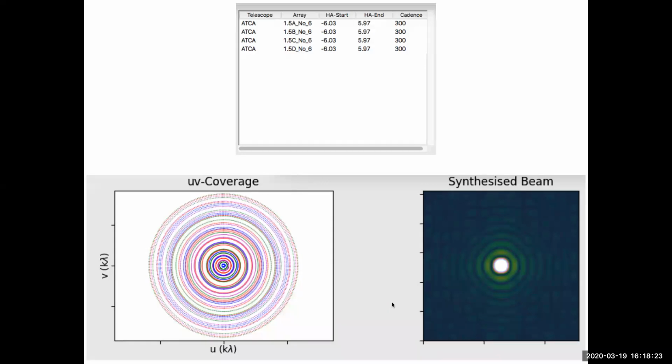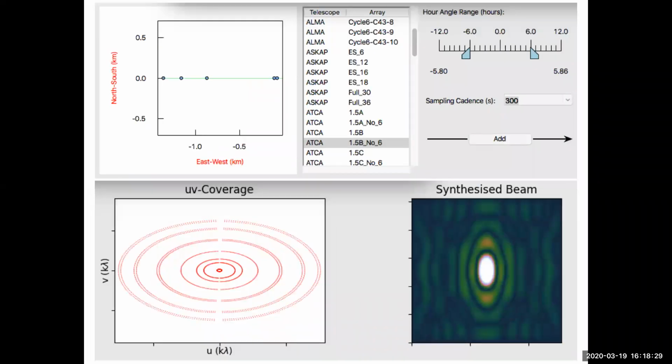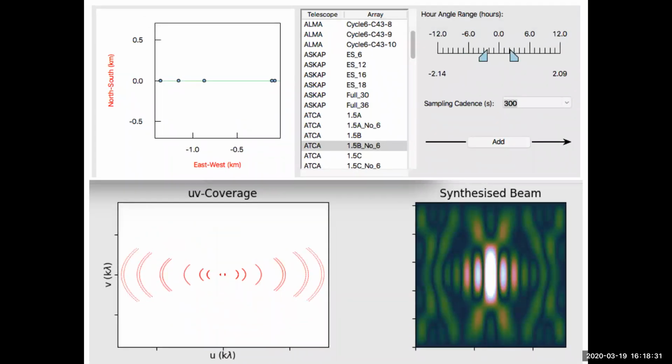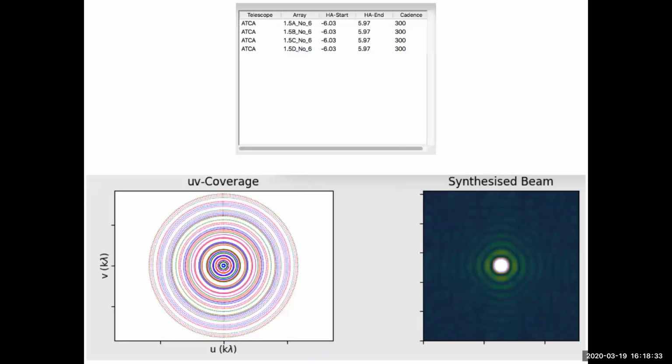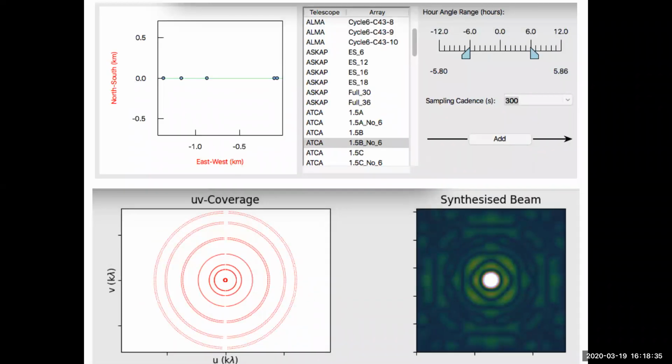Can you explain how you got from an elongated elliptical beam to a circular beam? That's a good question. I think what happened here is I changed the declination of the source between these. So this is me not doing a good job of being consistent.